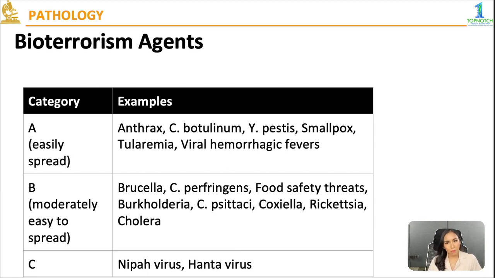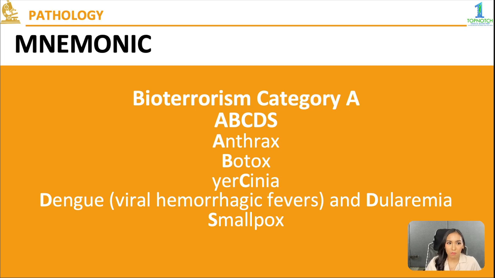So, how can you remember? Okay, I made a simple mnemonic. Bioterrorism category A: A, B, C, D, S. Anthrax, Botox, Yersinia, dengue, viral hemorrhagic fevers, and tularemia, and S, smallpox. So, A, B, C, Ds.